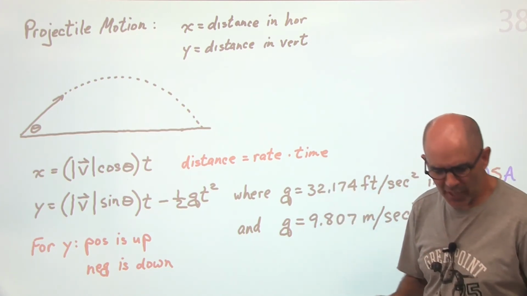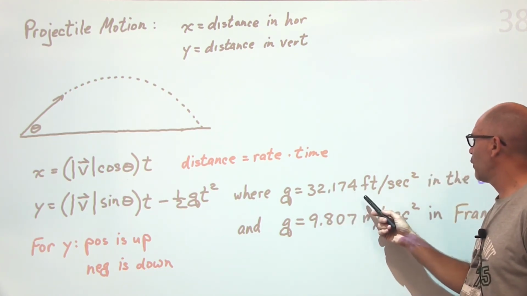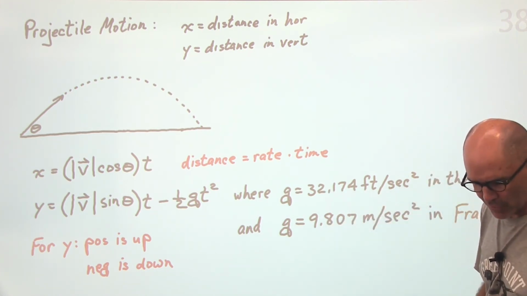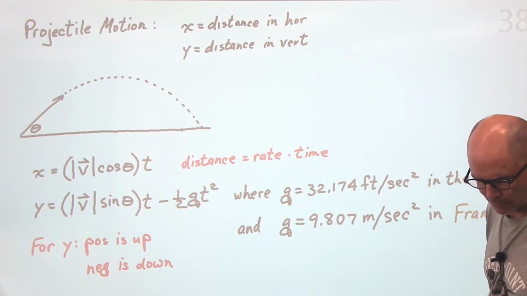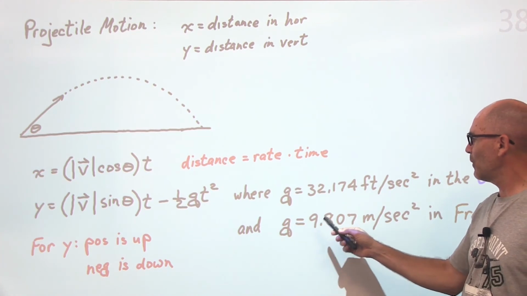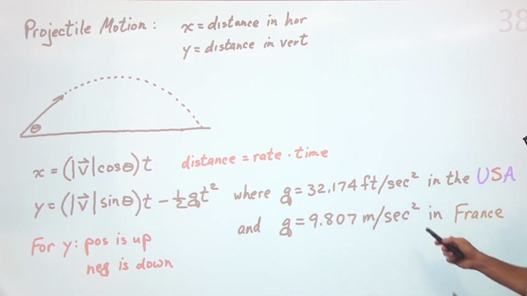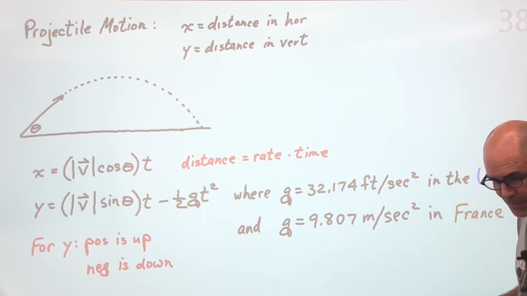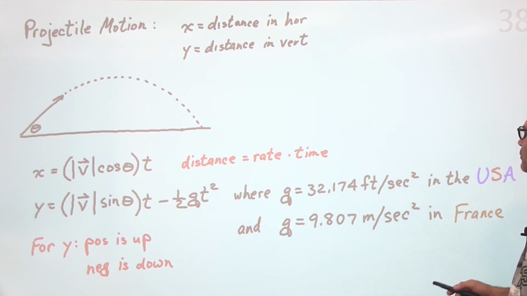Now, gravity in the United States of America is 32.174 feet per second squared in the USA. And gravity is also 9.807 meters per second squared in France? I just love that.